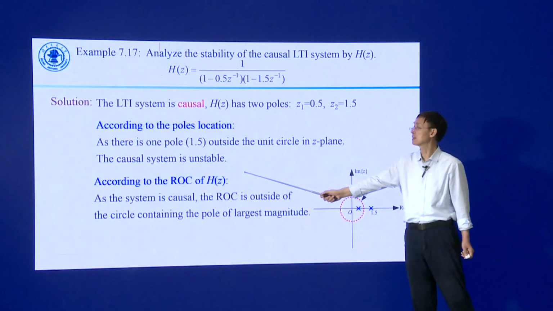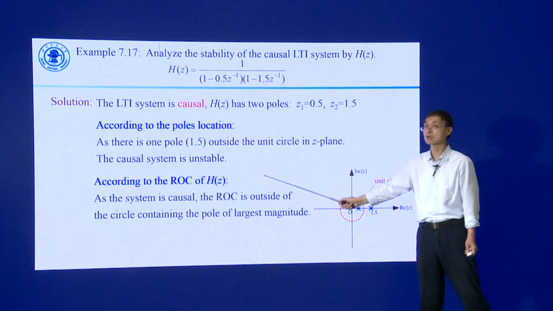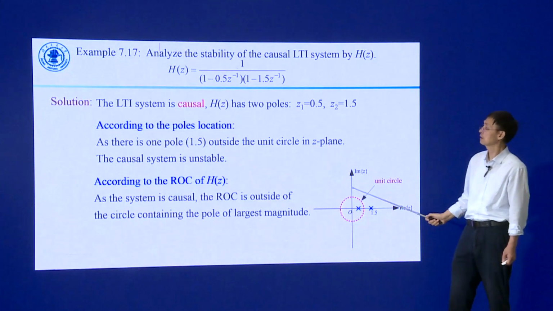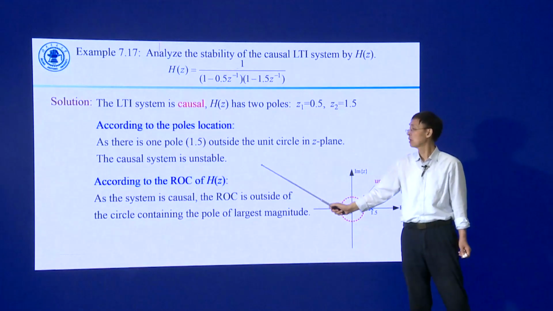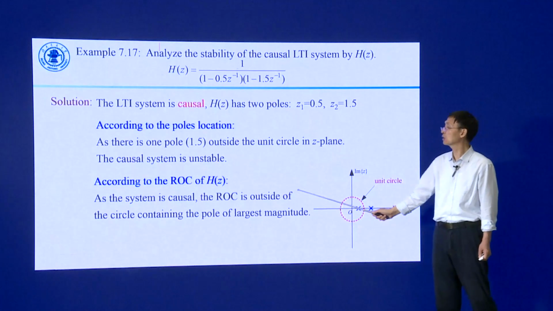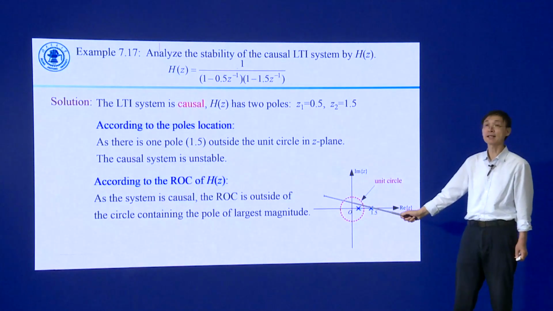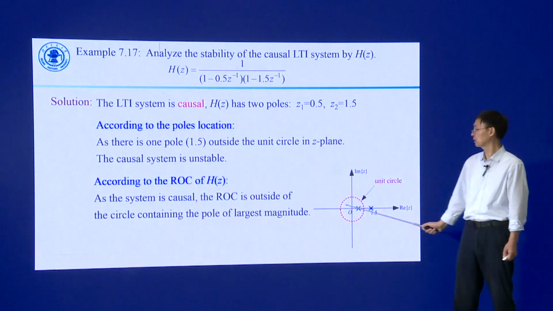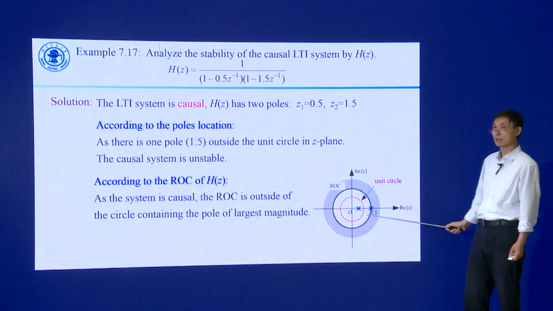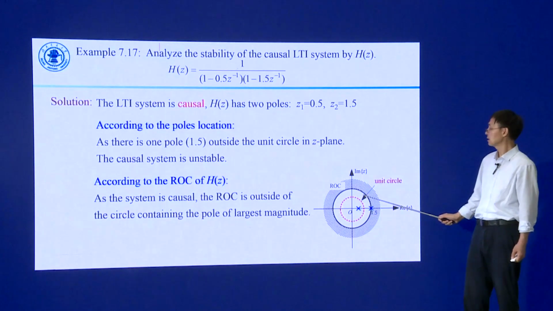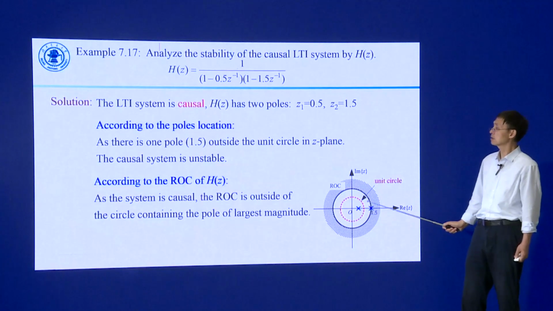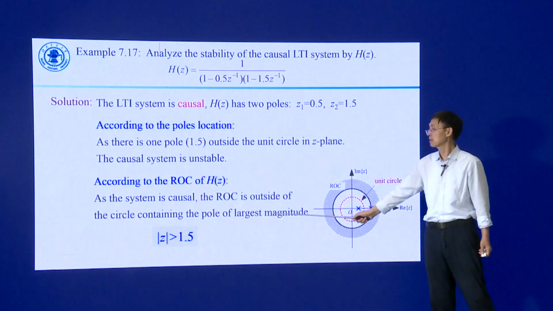We can also use the region of convergence of H(z) to determine the system stability. As the system is a causal system, the region of convergence is outside the circle containing the pole of largest magnitude. The region of convergence doesn't include the unit circle in the z-plane, so the system is unstable.